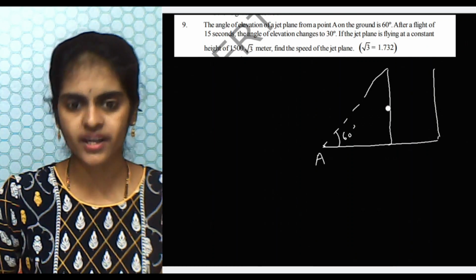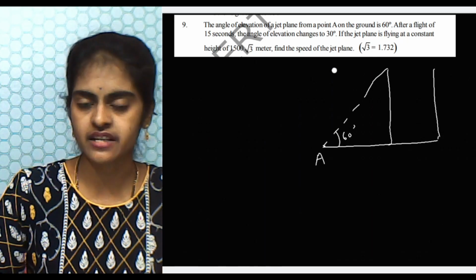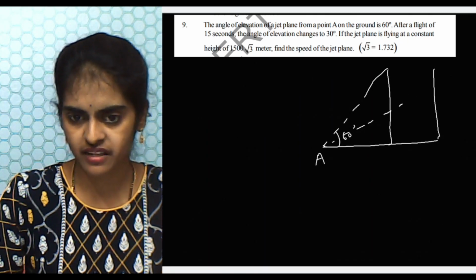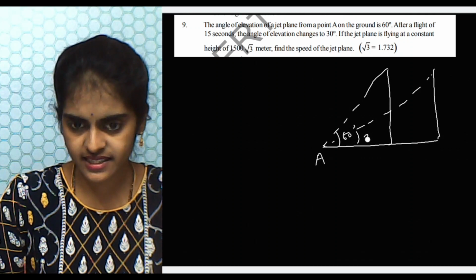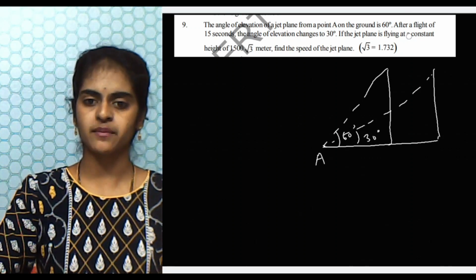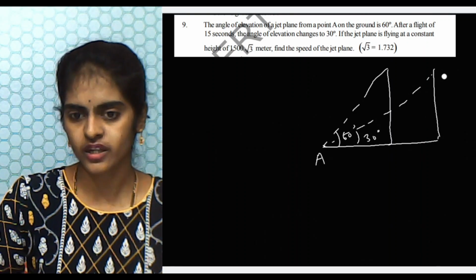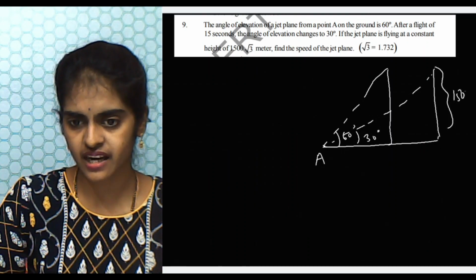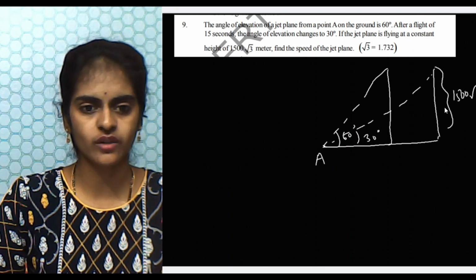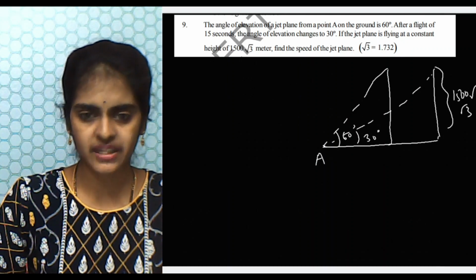Now what happened? The angle of elevation changes to 30. Suppose this angle of elevation is now 30 degrees. So the jet plane is flying at a constant height of 1500 root 3 meters. So this height is 1500 root 3 meters, and the height is constant.